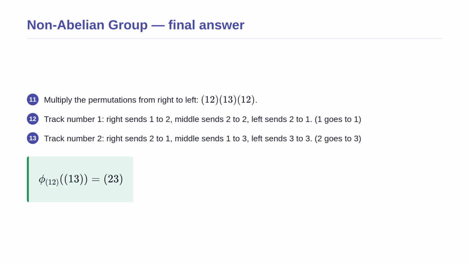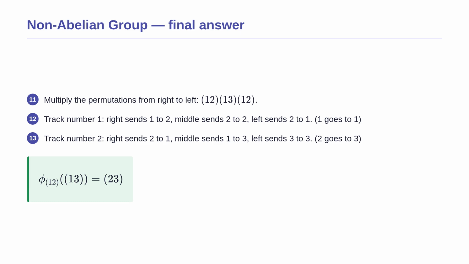To find the final result, we must multiply these three permutations together, from right to left, tracking where each number goes. Starting on the right, 1 goes to 2, the middle term sends 2 to 2, and the left term sends 2 to 1, so 1 stays 1. Next, 2 goes to 1, then 1 goes to 3, then 3 goes to 3, so 2 goes to 3.